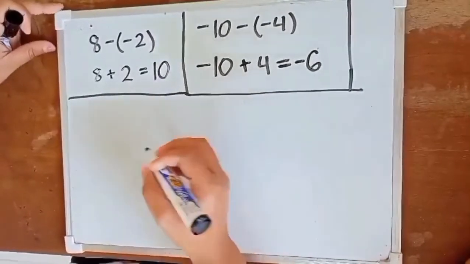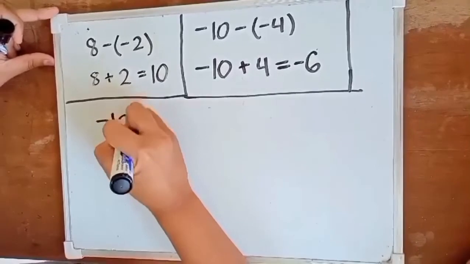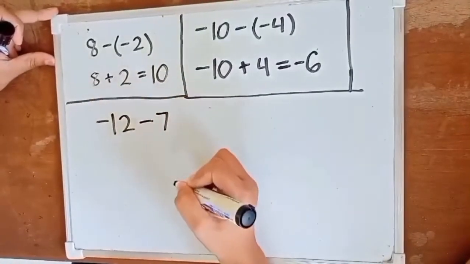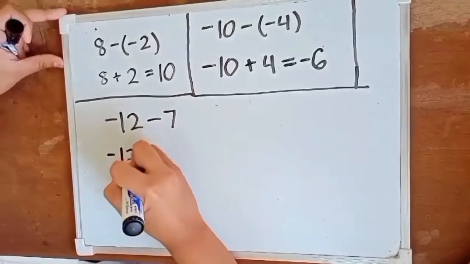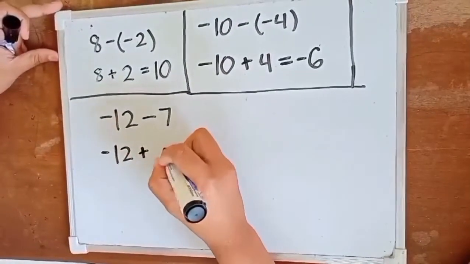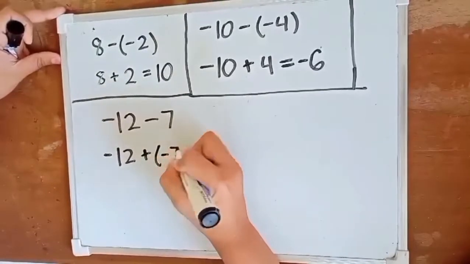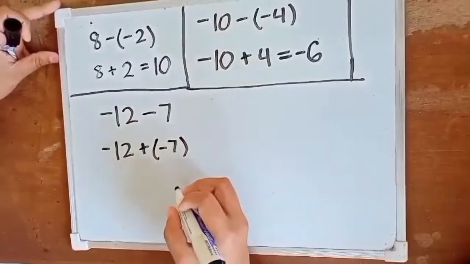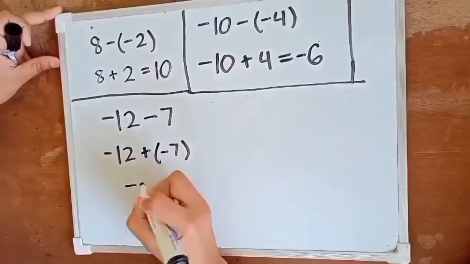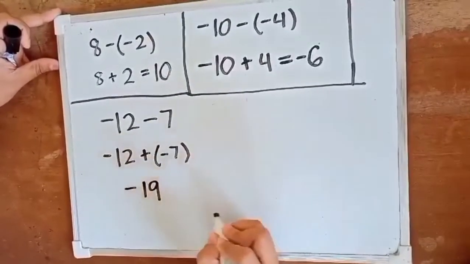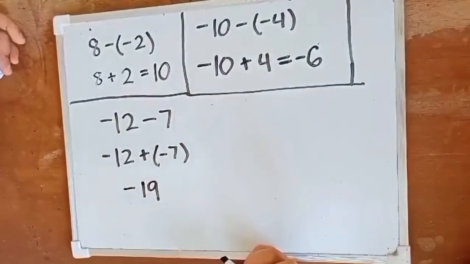Now for the last example, we have -12 minus 7. Same process as the first and the second. Copy the first and add it to the opposite of the subtrahend, which is -7. So we have -12 plus -7. Now add the two. 12 plus 7, we have 19, and the sign is negative. So the answer is -19. In subtracting integers, you must know the rules in adding integers because they are applied when you subtract integers. That's it.